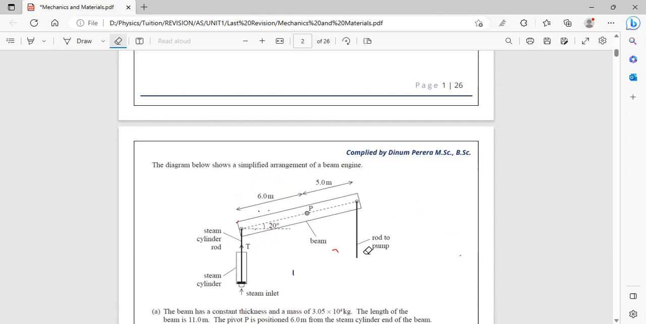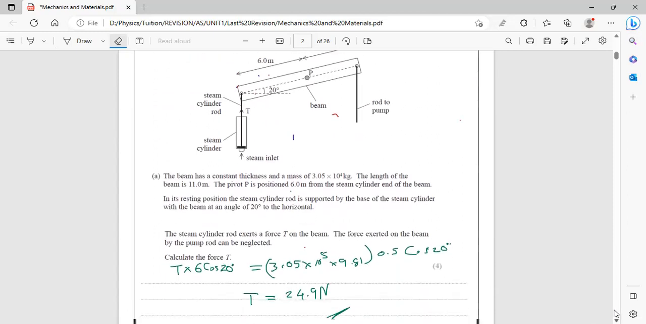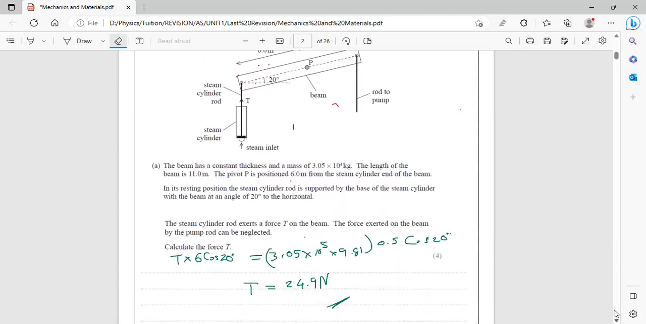Whenever we need to connect distance and forces, right, most of the time it's moments, right? So we got to use principle of moments. Consider the balance of the moments so that you can find T. Yeah. So when you use principle of moments, clockwise moment should be equal to the anti-clockwise moment when the moments are balanced.